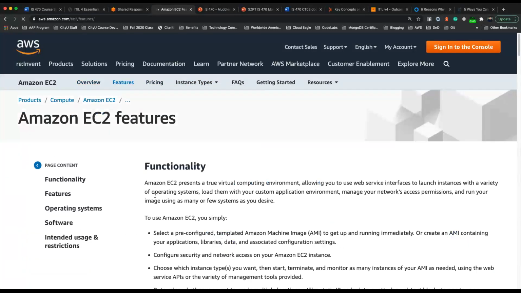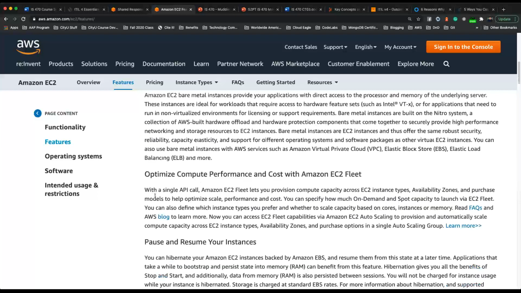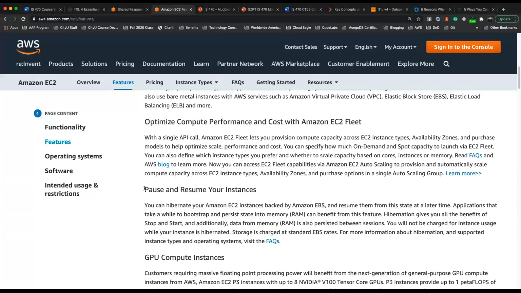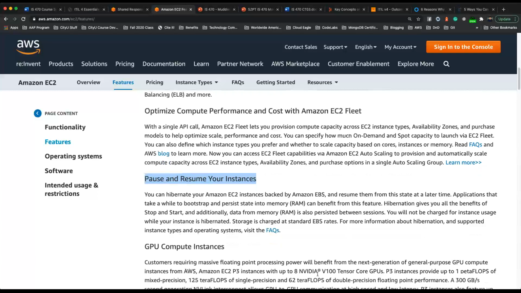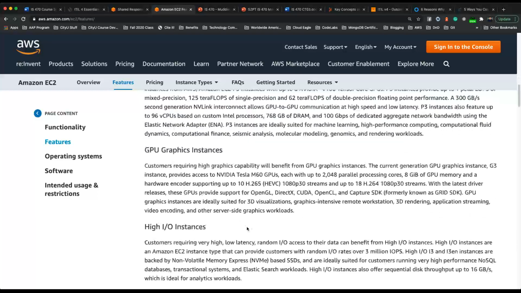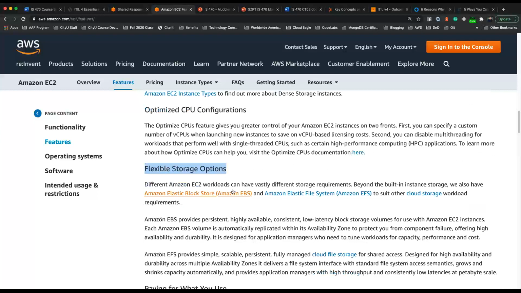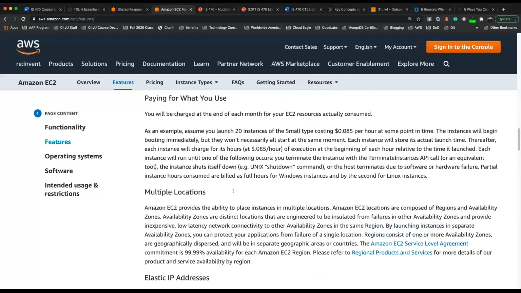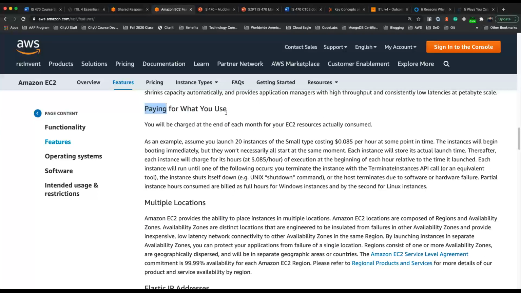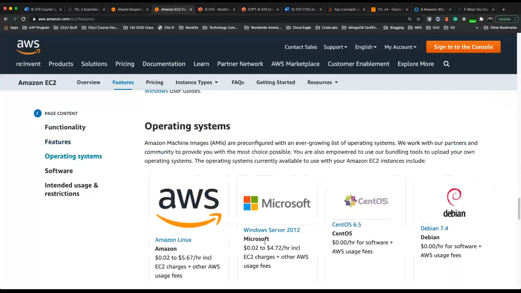Let's quickly see features, right? So these are like the functions that the service can provide, right? You can pause and resume your instances, meaning the computer that you rented, right? You have flexible storage options for different types of consumers. You only pay for what you use, and so on and so forth. Okay.